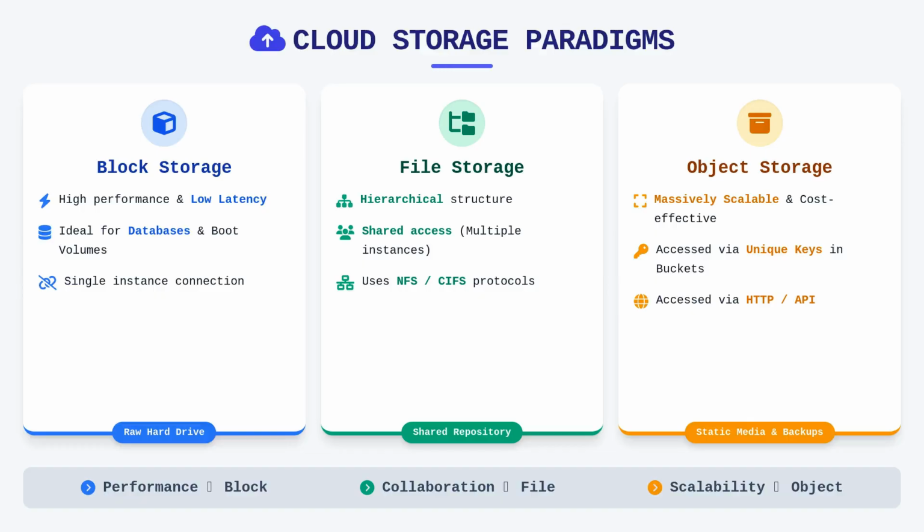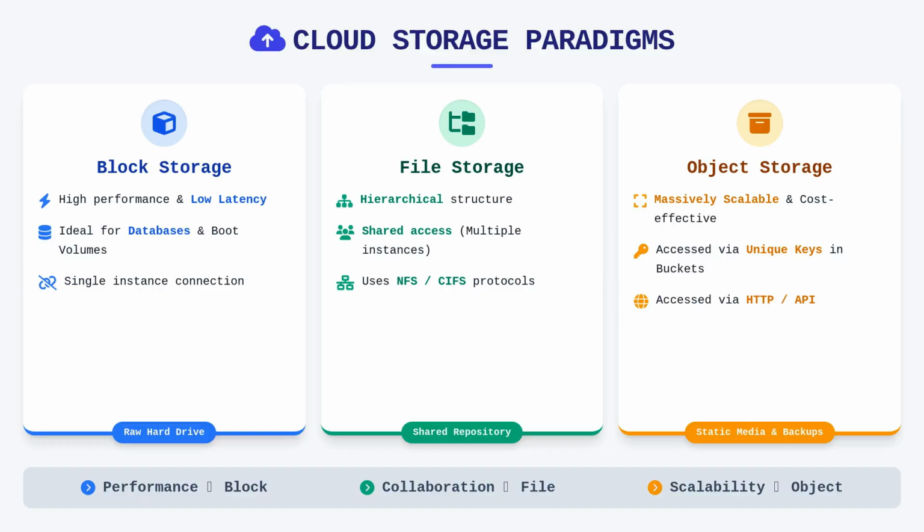In contrast, file storage provides a hierarchical structure that can be shared across multiple instances simultaneously, utilizing protocols such as NFS or CIFS. This makes it ideal for shared content repositories or development environments where multiple servers need access to a common dataset.